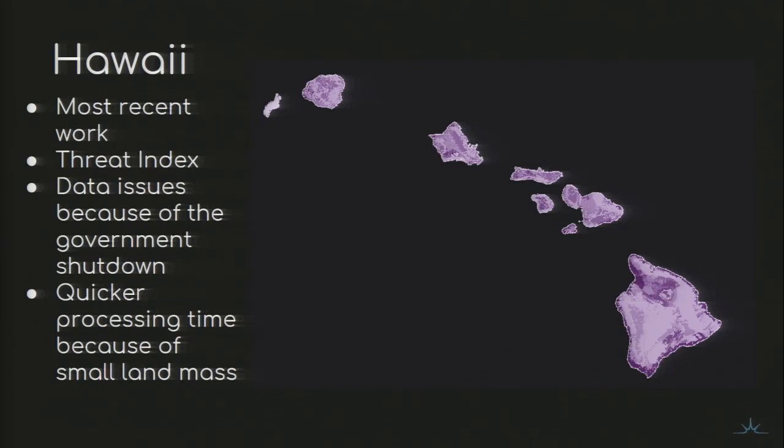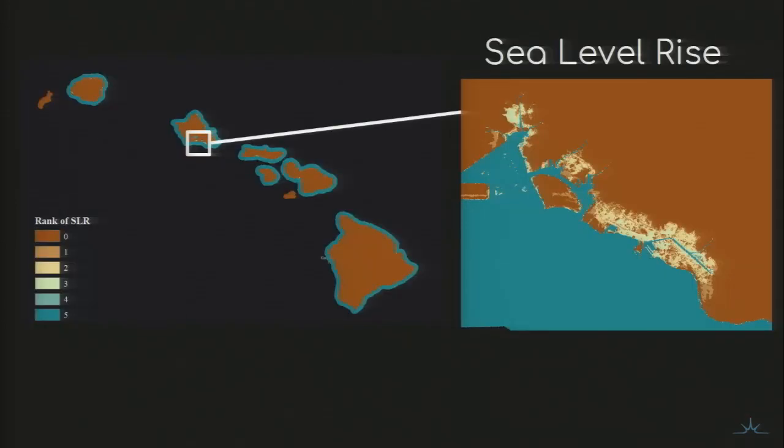Moving on to Hawaii, this is what I've most recently been working on. I've been doing the threat index, and the other GIS intern is mostly working with the asset index. So when I started working on this was right when the government shut down. So there was a little bit of trouble with data, but using different back channels, we were able to get through and actually get the work done. But once we had the data, it was really nice because it's such a small landmass that we could process things really quickly. And so this work moved really quickly. So we have quite a few layers for this that we were able to complete.